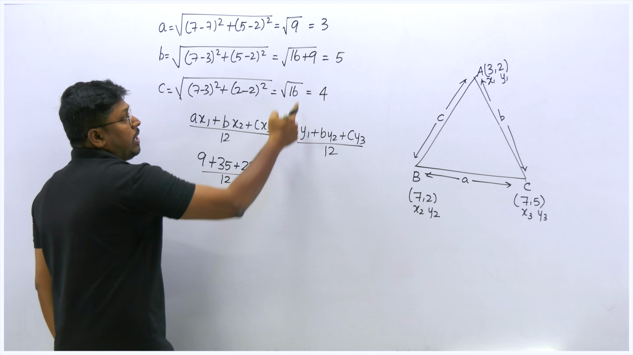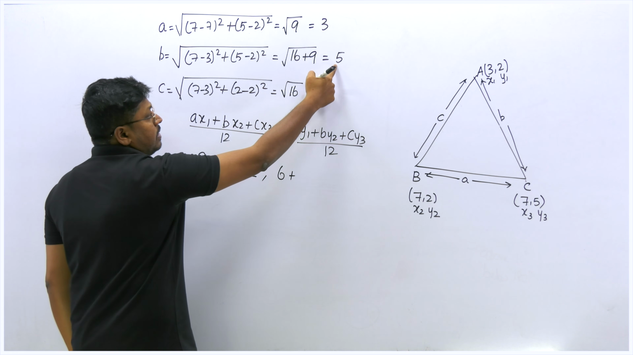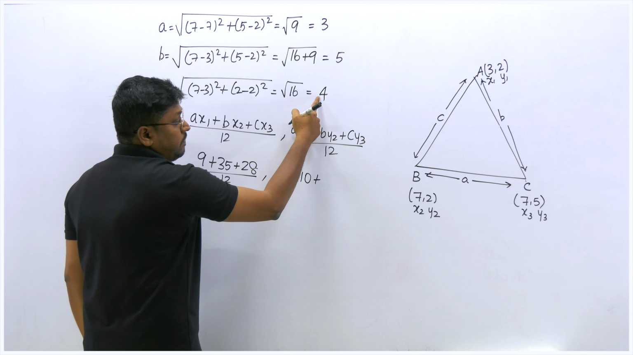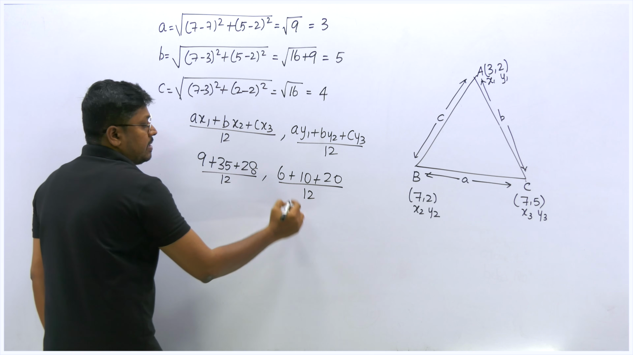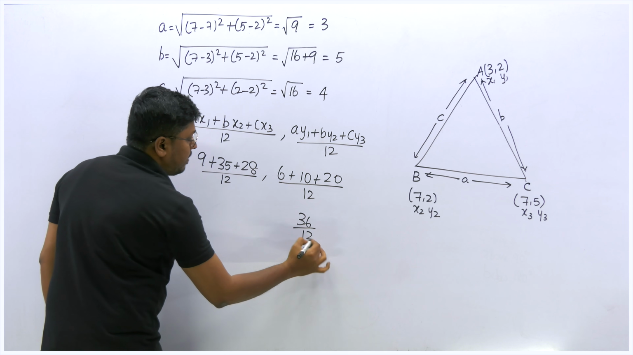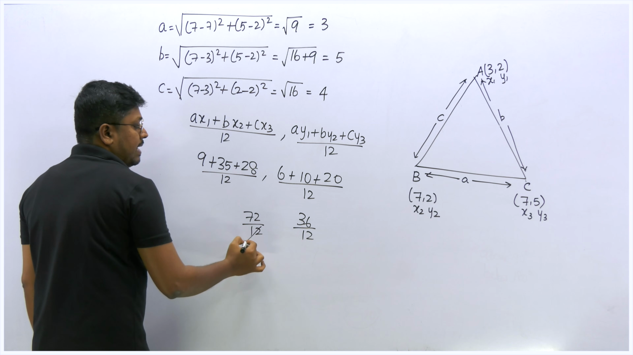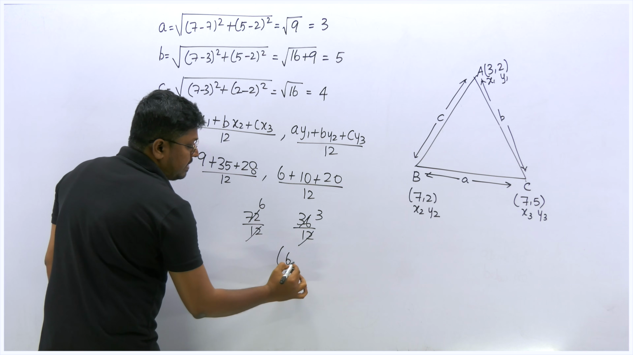Similarly ay1. So a is 3, y1 will be 6. by2. So 5 into 2 will be 10. What about c? 4 into 5 will be 20, divided by 12. So this will be 36 divided by 12, and this will be 72 divided by 12. Once we cancel it, this will be 6 and this will be 3. So the answer will be (6, 3).